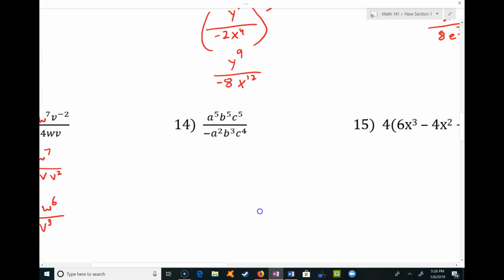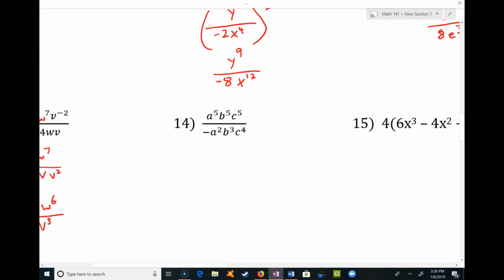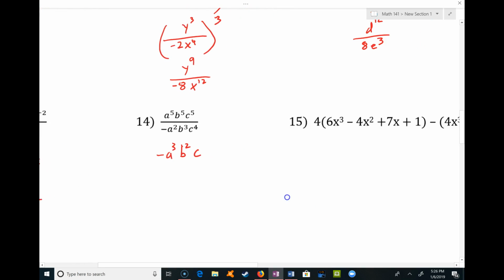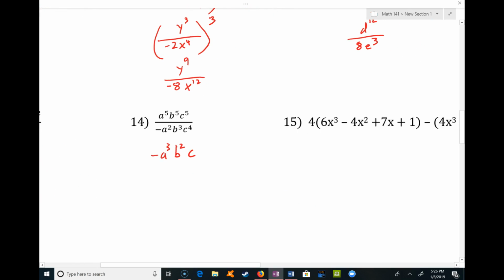And this one's pretty straightforward. Just got to look for anything on top and bottom that'll cancel. So notice a is a factor of the top 5 times, and a is a factor of the bottom twice. So we can cancel a couple of those out. That would give me a cubed on top. And there's 5 factors of b on top, 3 factors of b on the bottom. So a bunch of those will cancel out, leaving b squared. And then finally 5 factors of c on top, 4 factors of c on the bottom. So that means just c on the top. And of course that negative is still there, so we bring in the negative. So notice the whole bottom got canceled out, so we don't even need a bottom anymore.